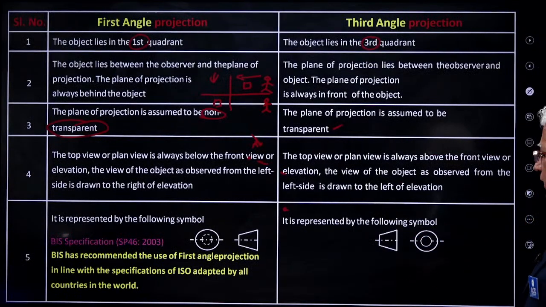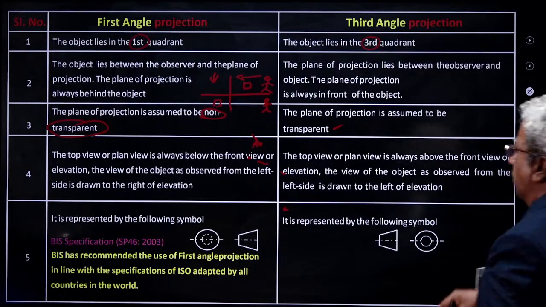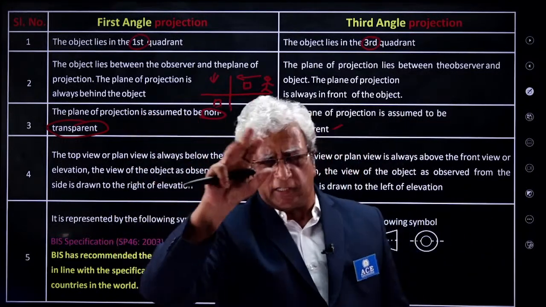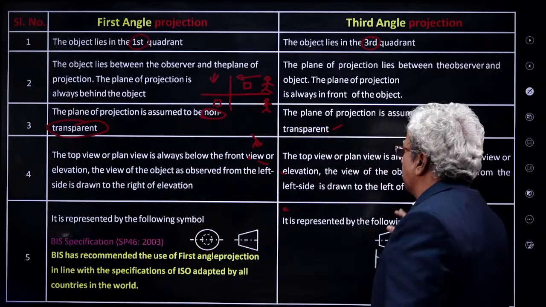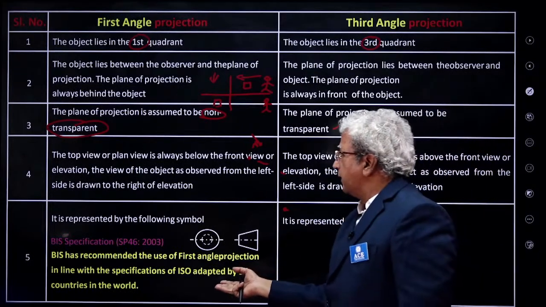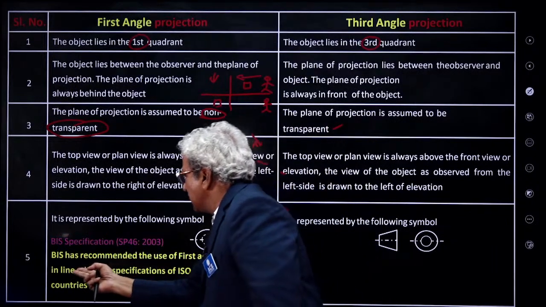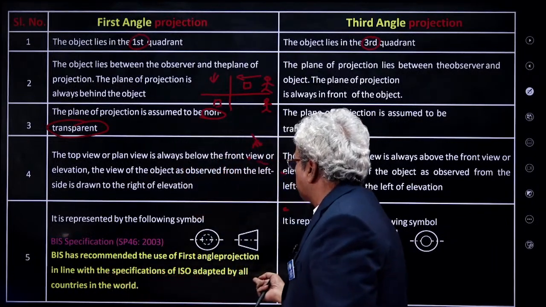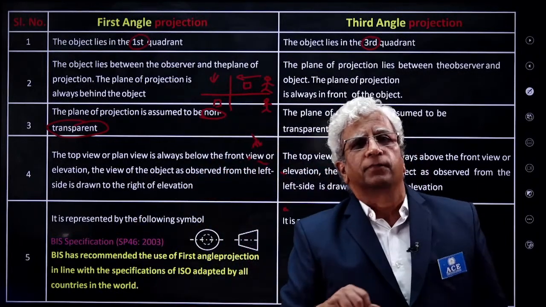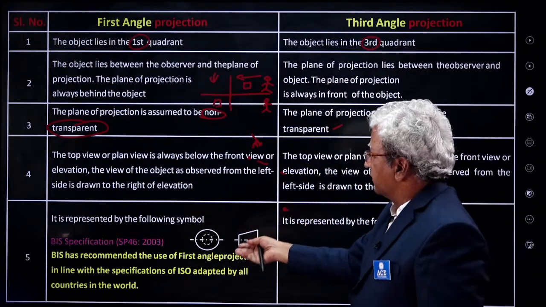And these are the symbols, and in your code you can see it is written in your syllabus: recommended projections as per the standards. PAS has recommended the use of first angle projection in line with the specifications of the Indian Standards Organization, adopted by all countries in the world. So, I don't know why it is given specifically in the syllabus. This is the answer for that.